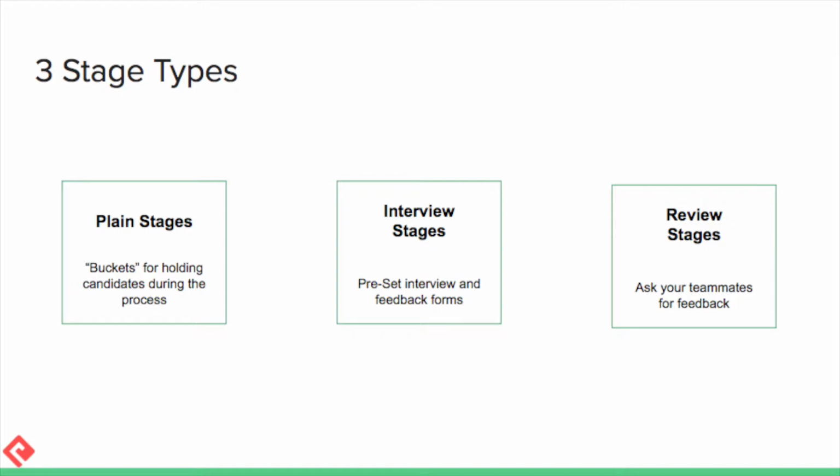The first stage type is a plain stage. These stages are helpful if you need to bucket candidates together for a step in the process while you wait on the candidate or maybe a team member to perform a particular task. During a plain stage, you won't be interviewing the candidate or having teammates review the profile. This is more just a bucket to hold the candidates while you're working on a particular part of the process. Some examples of plain stages include maybe a stage for checking on references or waiting on the candidate to complete a homework assignment. Of course, you can create any type of plain stage you'd like for your team.